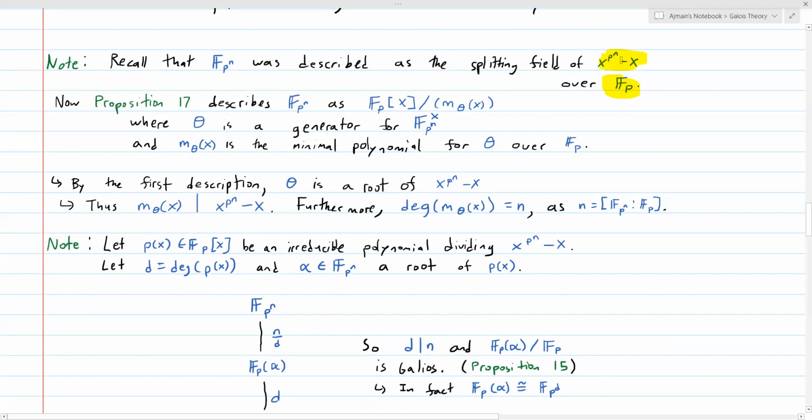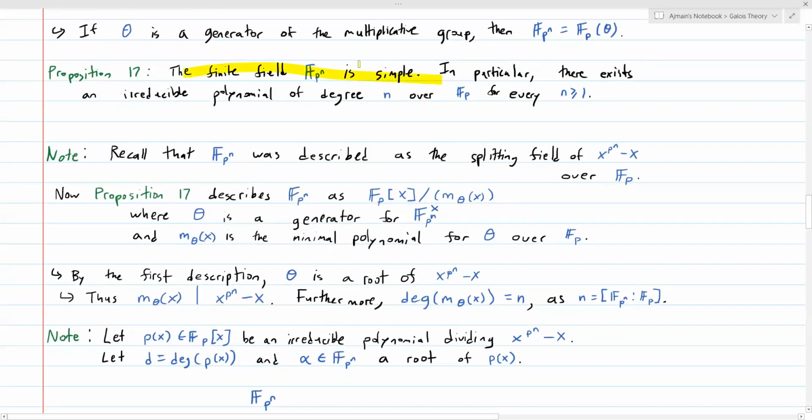But it's still a separable polynomial because, okay, I'm not going to go into that, but something about finite fields being perfect fields and so on. So it has distinct roots. It has p to the n distinct roots, but it's not necessarily an irreducible polynomial. All right. This previous proposition 17, which describes the finite field F_p^n as a simple extension of F_p, that's essentially saying this: F_p^n is this. You can prove that it's separable by taking the derivative, right?